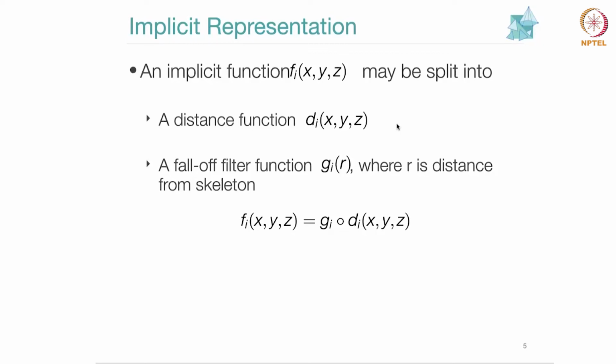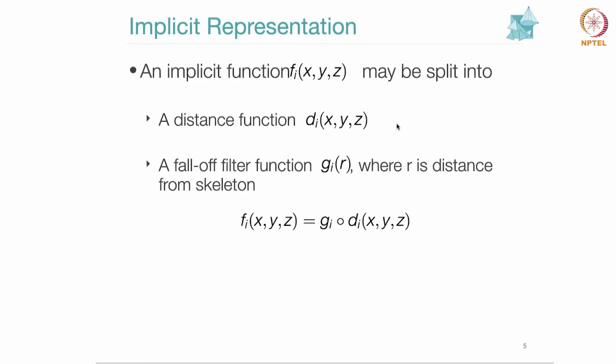Then there is a fall off filter function that I want to design, because I may not want the distance function as is. I may not want an increasing distance from the surface, but I might want to modify it. So this fall off filter function modifies the distance function to something that falls off. It starts off very high and then it falls off, right?